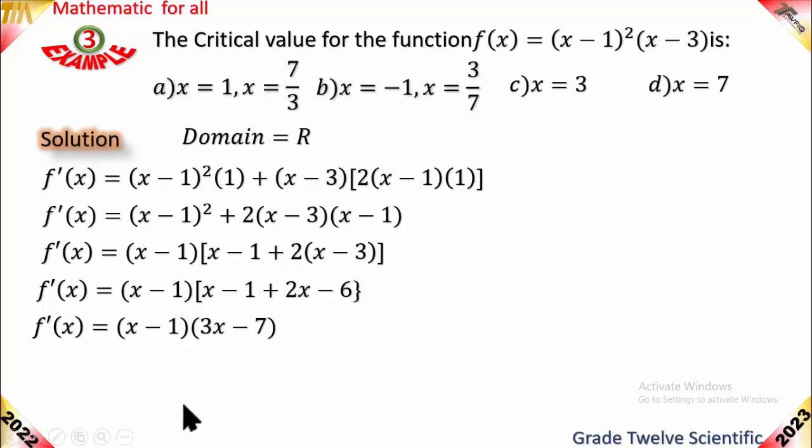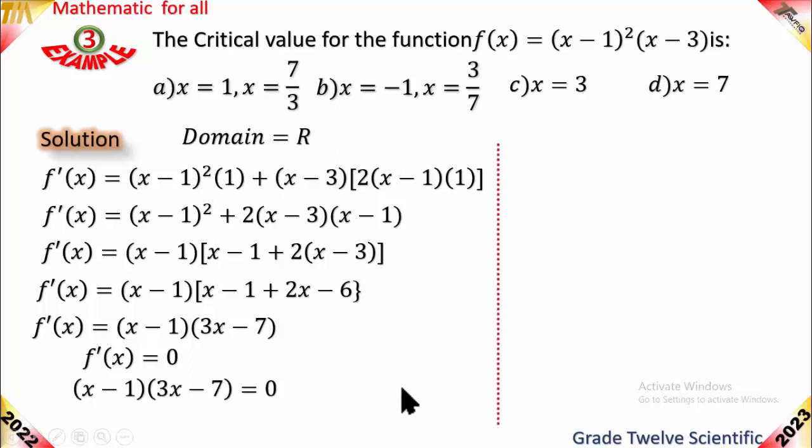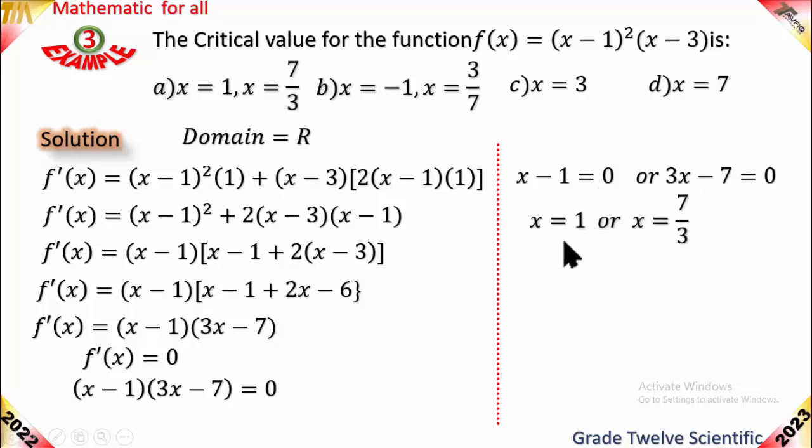And now let the derivative be 0. Therefore, x minus 1 times 3x minus 7 is equal to 0. Either x minus 1 is equal to 0, or 3x minus 7 is equal to 0. Here, x becomes 1, and here x becomes 7 over 3. Because both of them are in the domain of the function, therefore they are critical points.